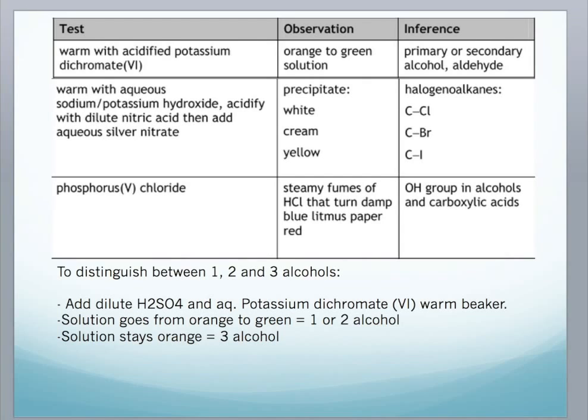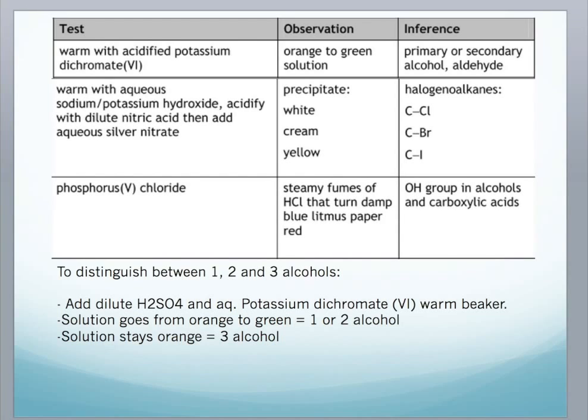an iodoalkane. Another test you can do is to test for an OH group, so in alcohols, which have the OH group, you can add phosphorus chloride, and again you'll see steamy fumes, which is the HCl, and you can also then use damp blue litmus paper and it will turn red.